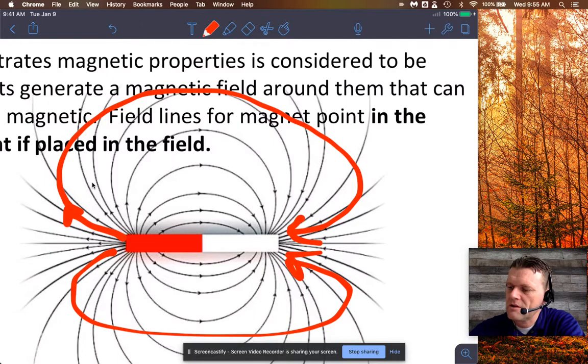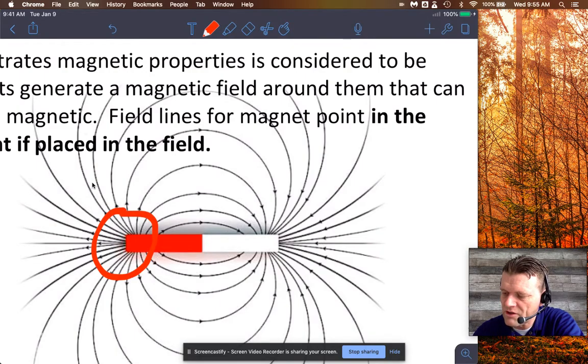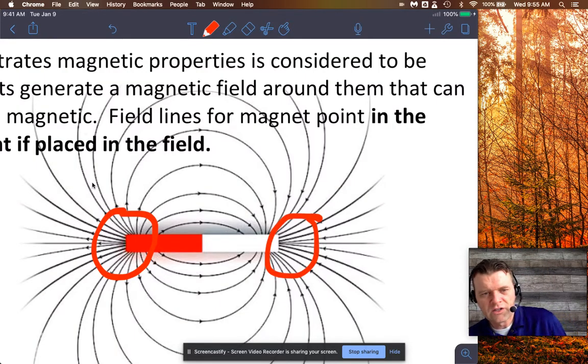Okay, and yes, just like the electric fields, the magnetic fields get stronger as you get closer to the poles. Look how concentrated the field lines are right there, and also how concentrated they are right there. Those are the two strongest regions or areas of influence on a magnet.